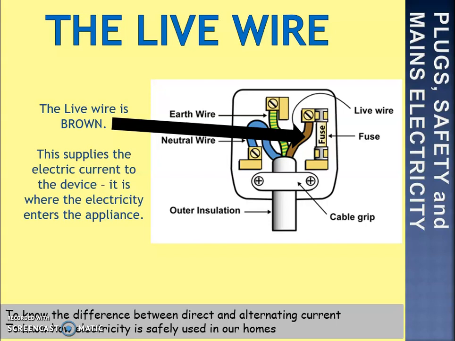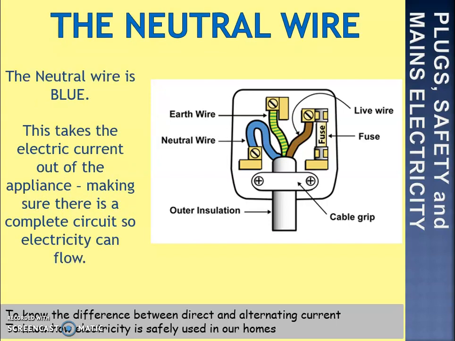So electricity enters the device through the live wire. The live wire is brown. Next wire we're looking at is the neutral wire. The neutral wire is blue. This takes the current out of the appliance, making sure there's a complete circuit so electricity can flow. So electricity flows in through the live wire, out through the neutral wire.